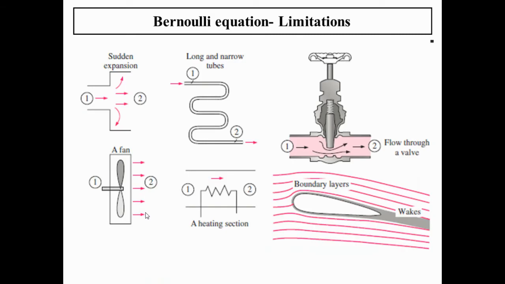There are some limitations with the basic Bernoulli's equation. Those are when there is a sudden expansion, where the flow gets expanded. In this case, we cannot use the equation directly; we have to add some parameters. The same applies to long and narrow tubes, flow through a valve, wakes, and heating sections. There are limitations with the fundamental Bernoulli's equation in these conditions.